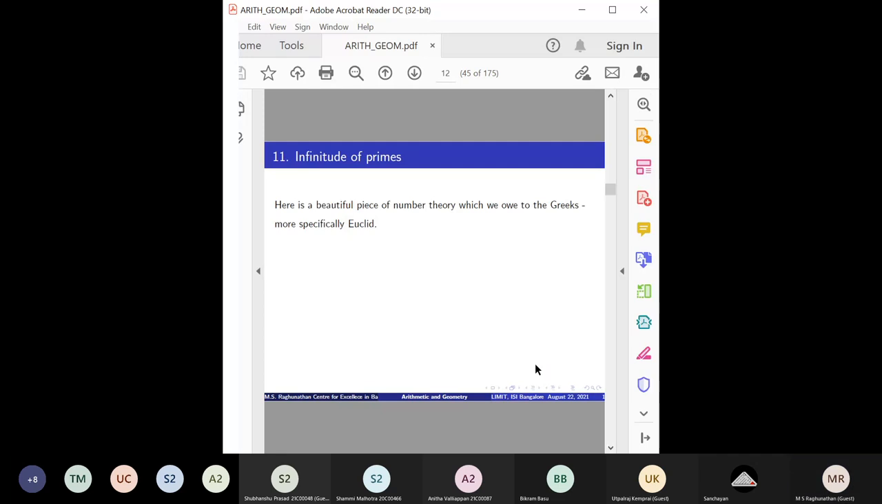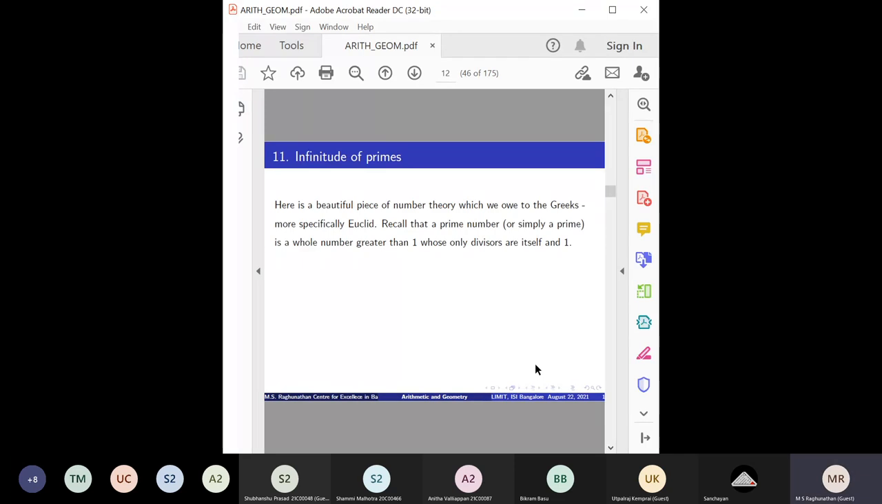But let me now tell you of a beautiful piece of number theory which we owe to the Greeks, more specifically to Euclid. Many of you probably know this already, but let me once again go through this, because it's one of the pieces of mathematics which practically any mathematician considers beautiful, the theorem as well as its proof.